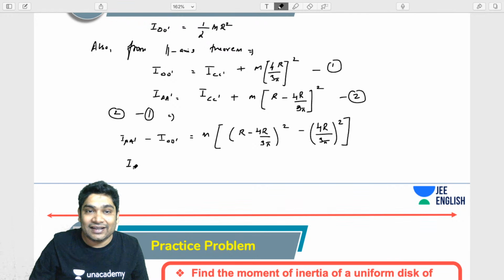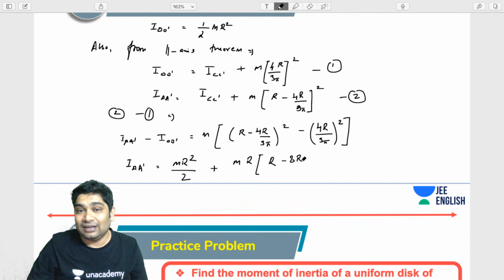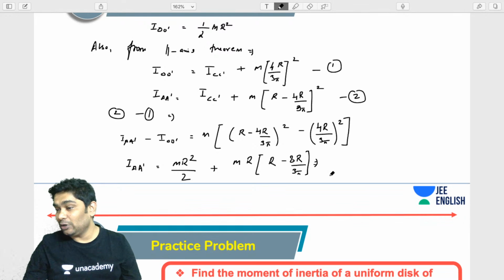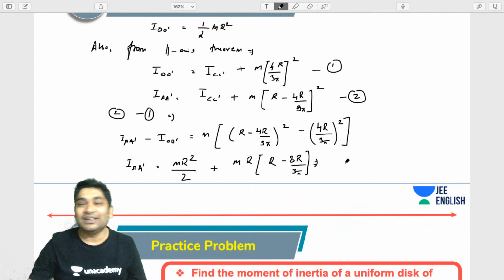So I can say I_AA dash would be equal to mr square by 2, which is I_O dash, plus m times, what is a plus b? A plus b would be r into a minus b. So that would be r minus 8r over 3 pi. Okay, so this is going to be an answer. Got it, Rishabh? A plus b into a minus b. I hope you guys know this now. A square minus b square equals a minus b into a plus b.